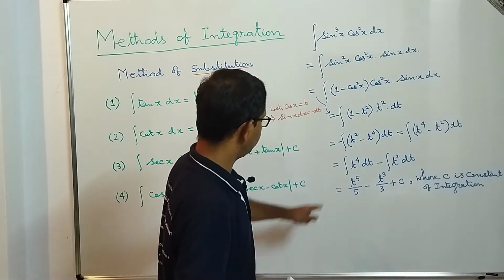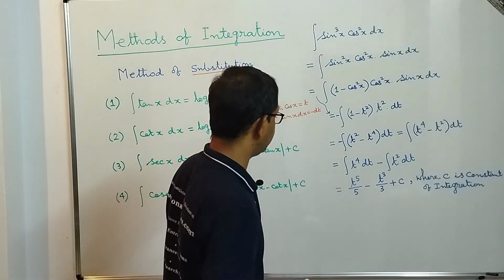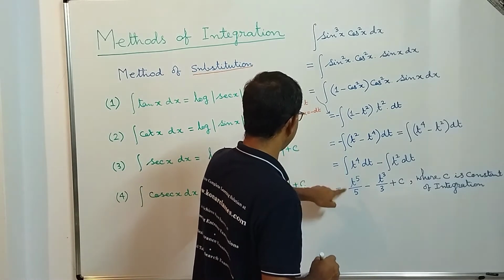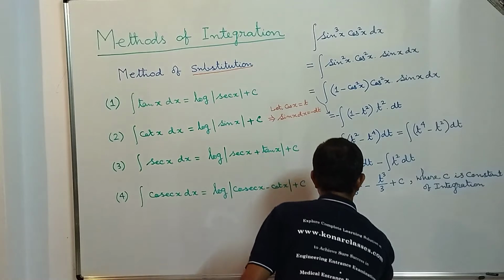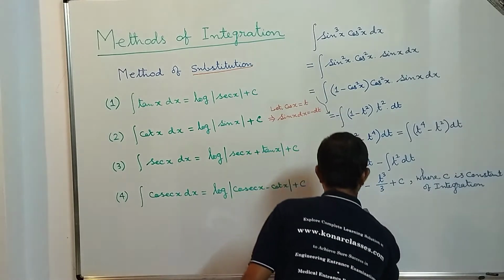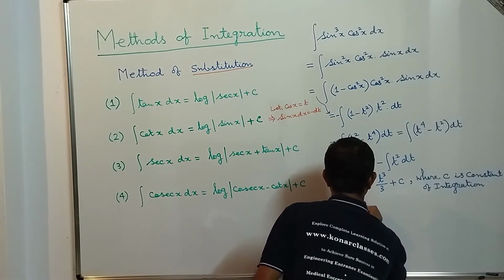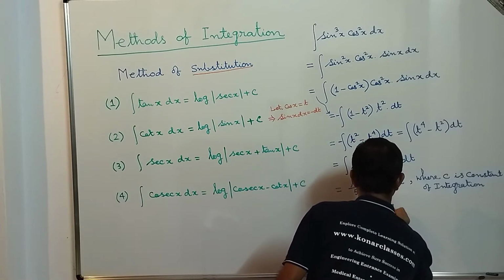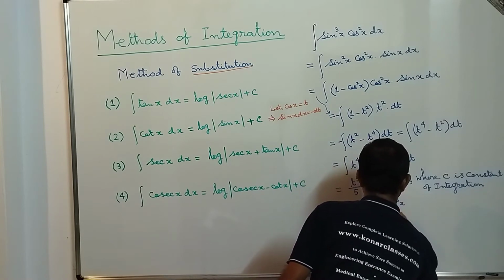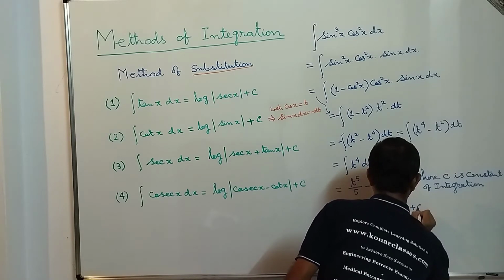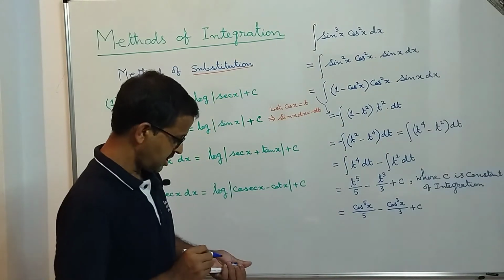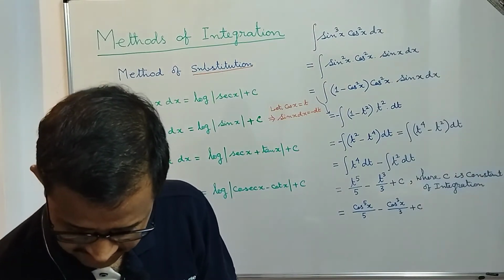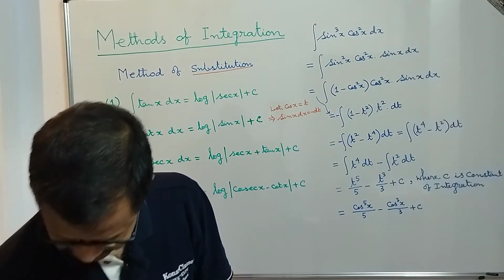So t to the power 5 by 5 minus t cube by 3 plus c. Now we need to substitute the value of t, that is cos x. So we get cos to the power 5 x divided by 5 minus cos to the power 3 x divided by 3 plus c, and this is the result. Okay, I hope you get a very clear understanding. In case of any smallest doubt, please do let me know.